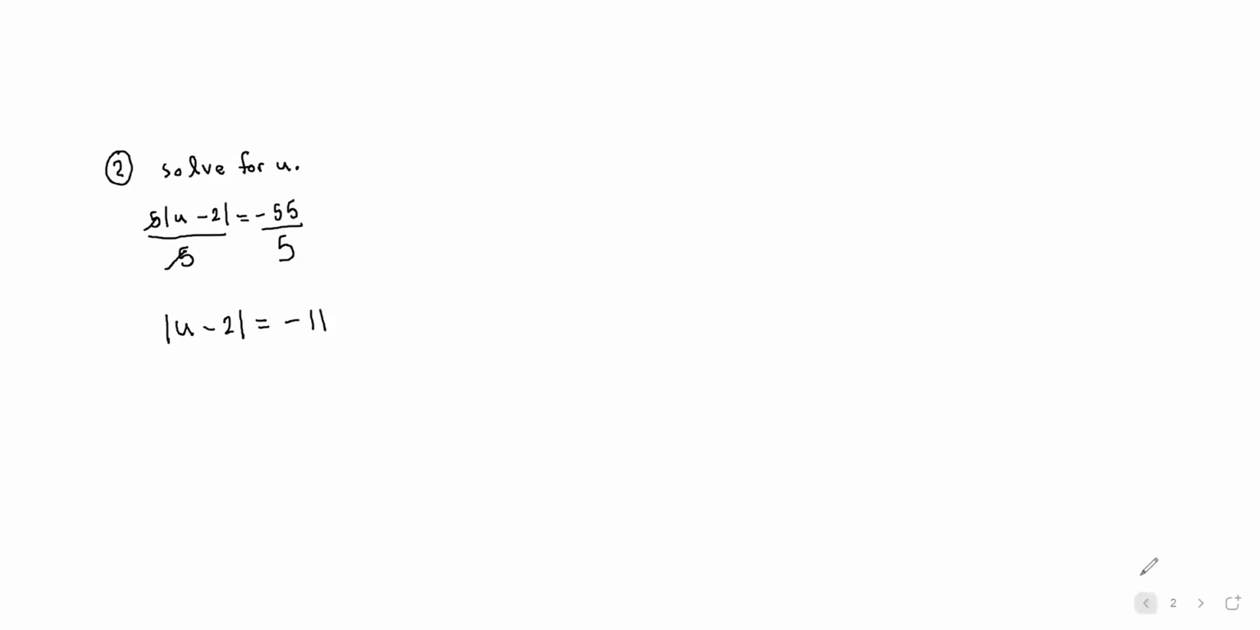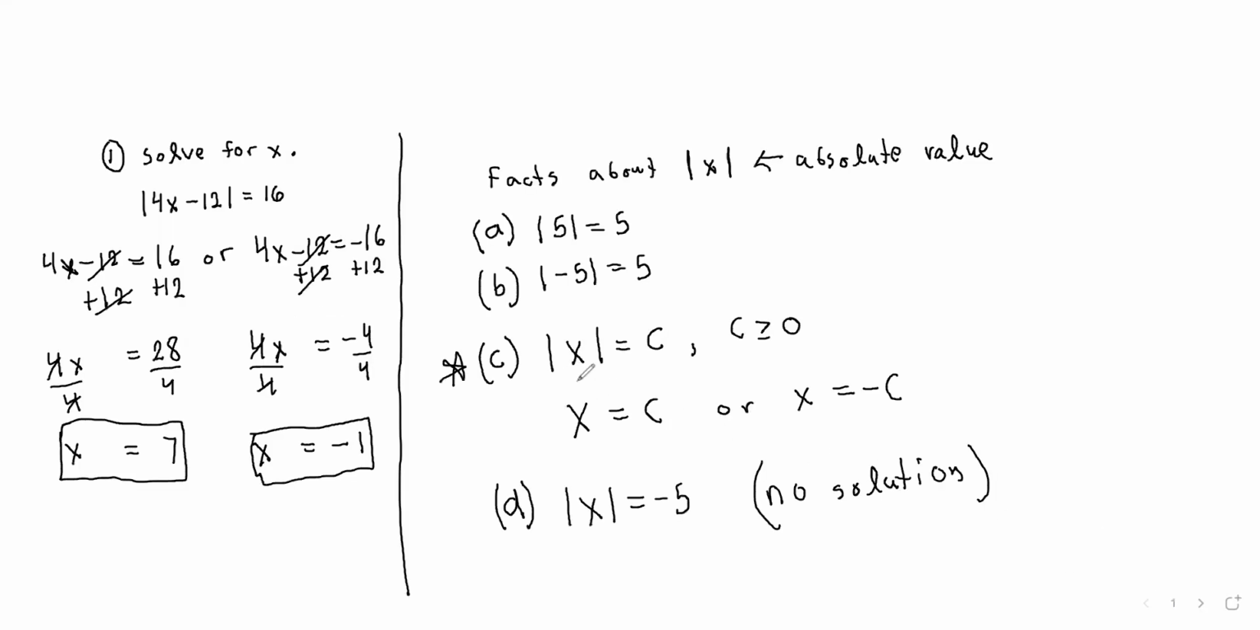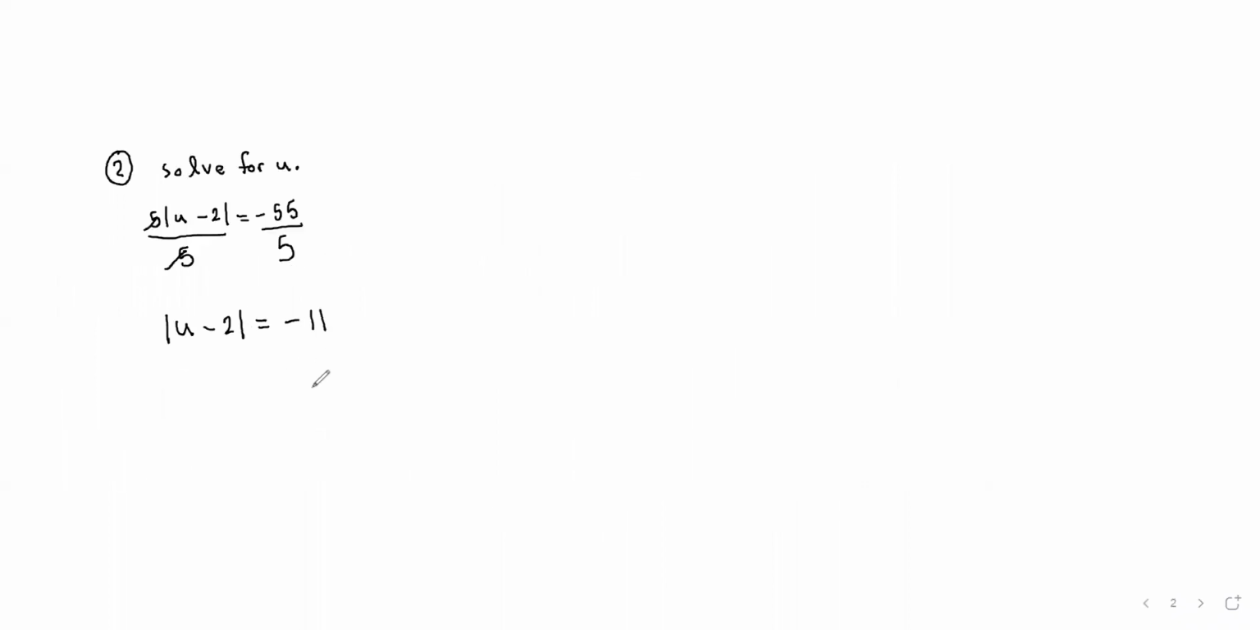So which rule do we use? We go back here, and we notice that the value of the absolute value is negative. So this is D. We have the absolute value of something is a negative. And by fact D, there must be no solution, since the absolute value can never be negative. So because the right side is negative, there's no solution.